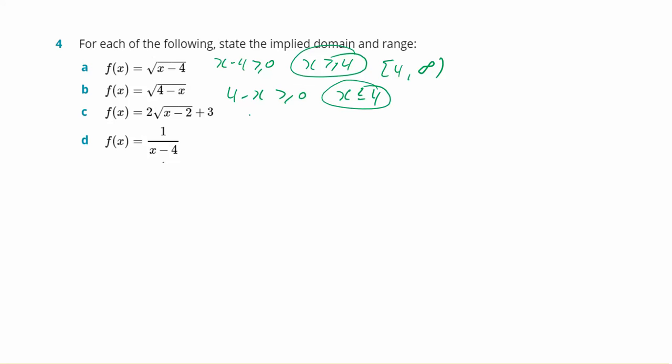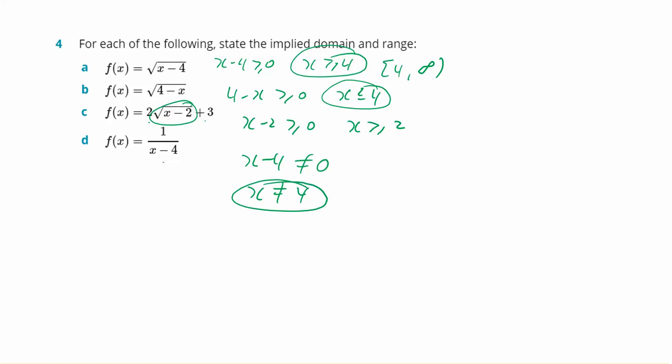This one, again, we're just looking at the restriction. We don't care about the 2 or the 3, whatever the mathematical restrictions are. So x minus 2 is greater than or equal to 0, so x has to be greater than or equal to 2. This one, x minus 4 cannot equal 0, so x cannot equal 4. Okay, that's the domain. Now to get the range, we do have to sketch the graph.